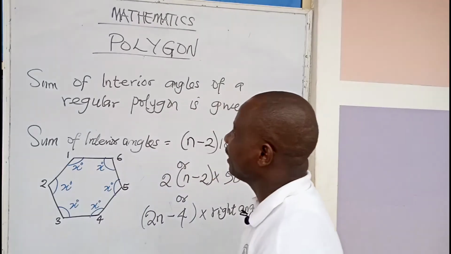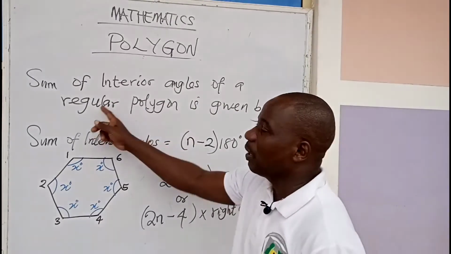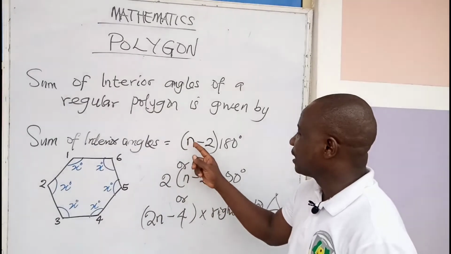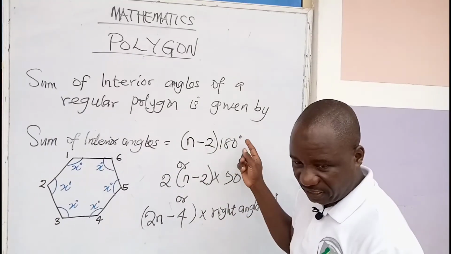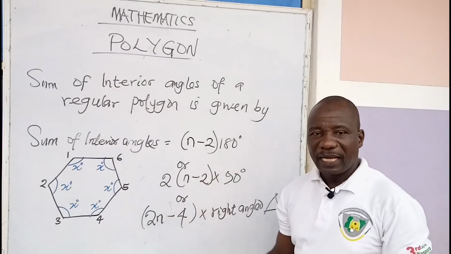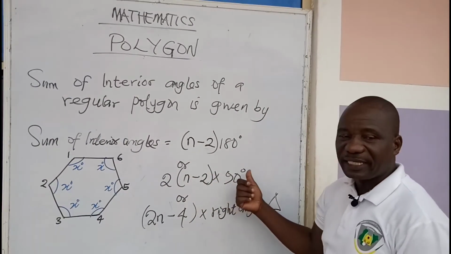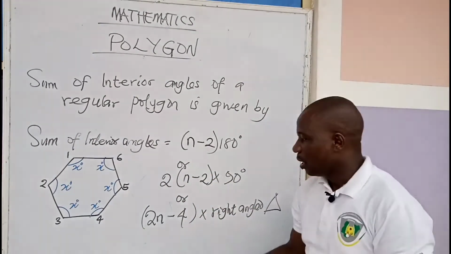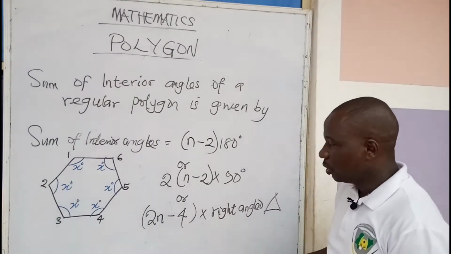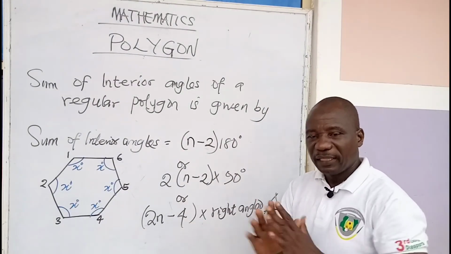So that is why we are now saying the sum of interior angles of a regular polygon is given by what? That is, the sum of interior angles is (n minus 2) times 180. At times, you may see them writing it this way: 2 times (n minus 2) times 90. We are saying the same thing. Or at times, you can see (2n minus 4) times a right angle. Now, you can see we are only playing about with the formula. They all mean the same thing.